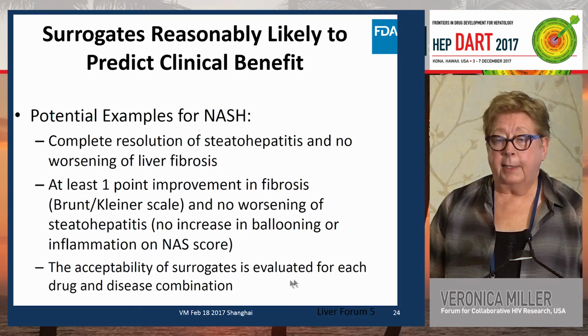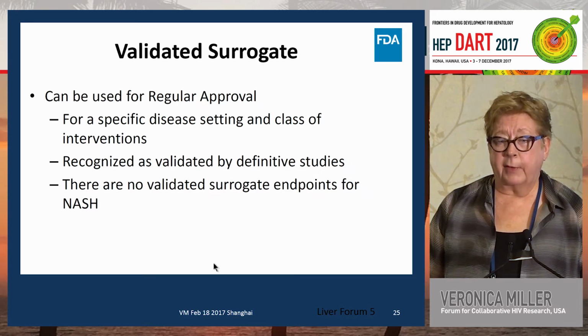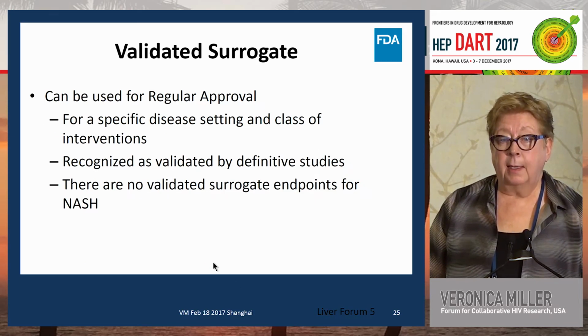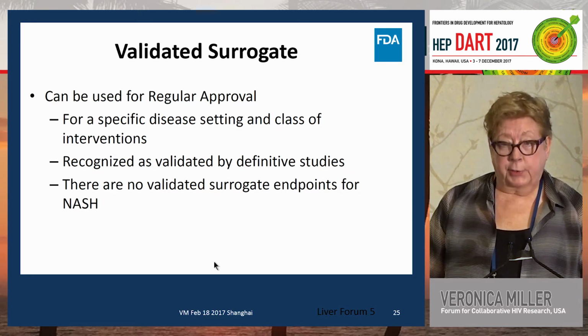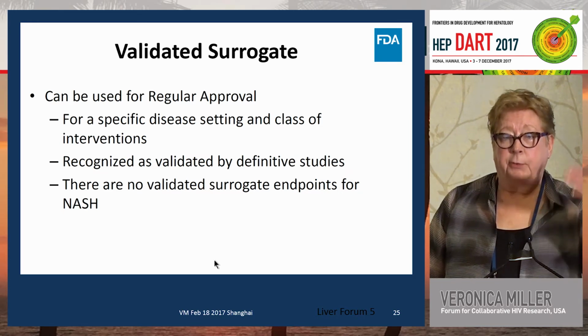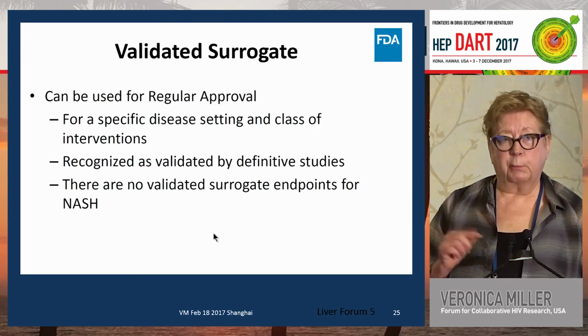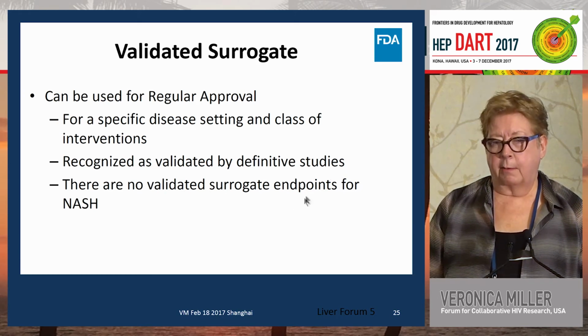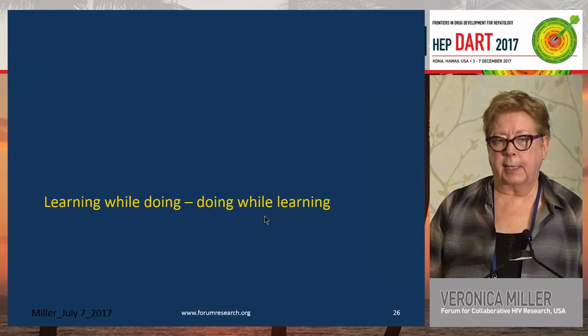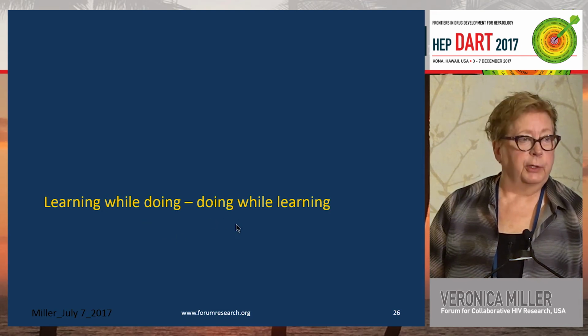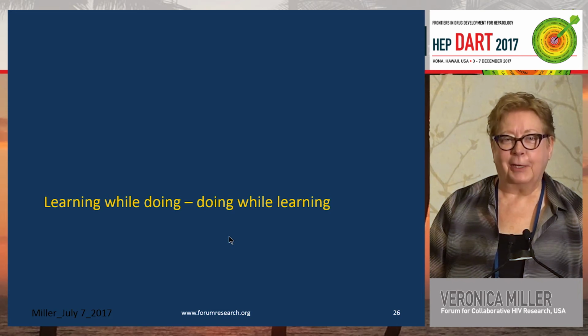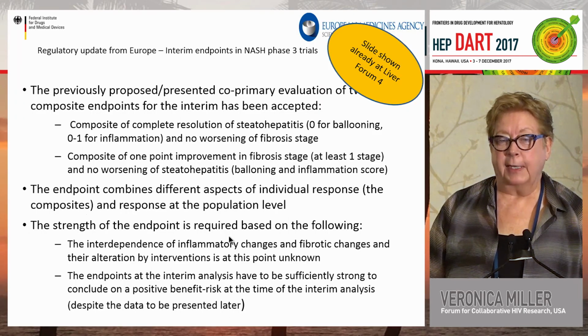But this will also depend on each drug and disease combination. And as we already heard, NASH is really a complex of pathologies that interact. So once a validated surrogate is accepted to predict, then it can be used for regular approval, and that's of course where we want to get to in the NASH setting, but we are not there yet. So what we're really doing is learning while we're doing, and doing while we're learning. The regulators, industry, and everyone are learning at the same time.